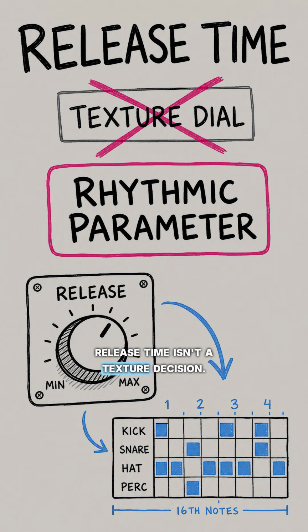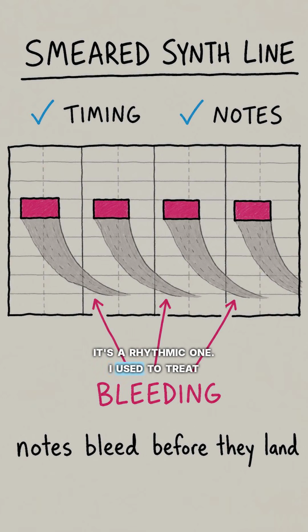Release time isn't a texture decision, it's a rhythmic one. I used to treat release like a texture dial, short release for tight sounds, long release for something lush, and that was the whole thought. Then I started noticing that certain synth lines felt loose and undefined no matter how precisely I played them. The timing was right, the notes were right, but everything felt smeared, like each note was bleeding into the next before it had a chance to land.